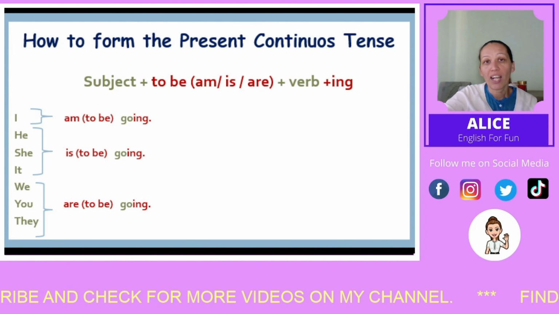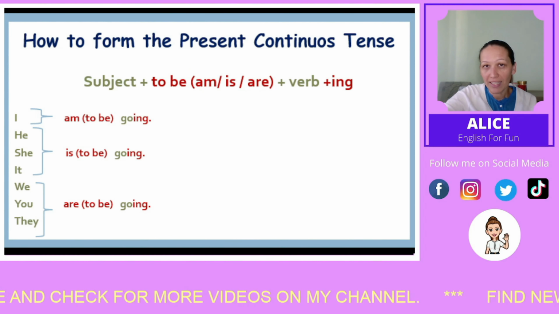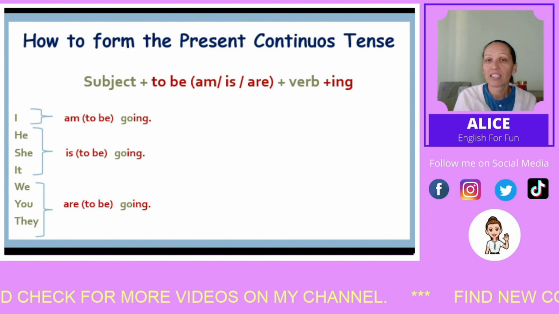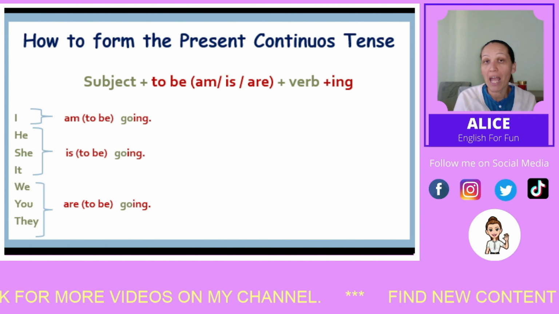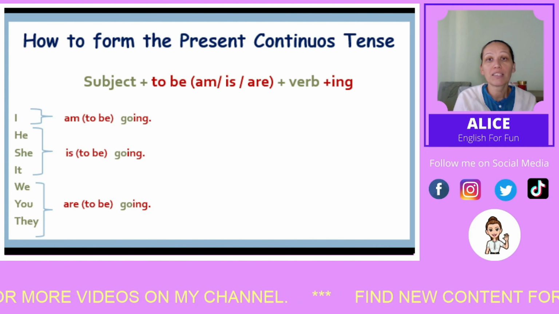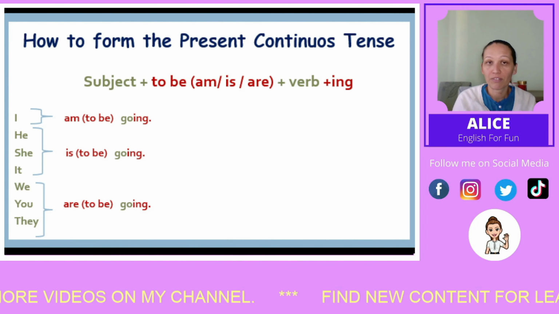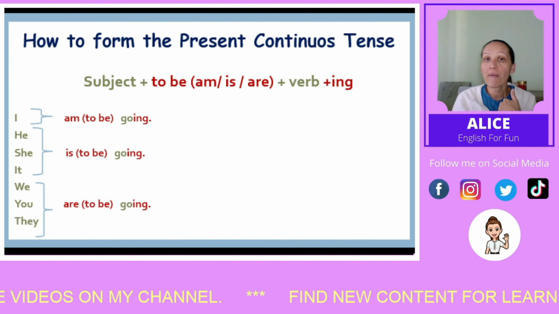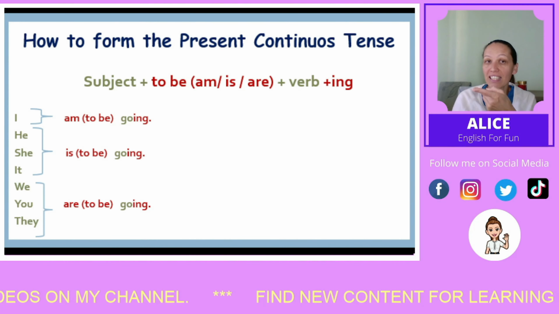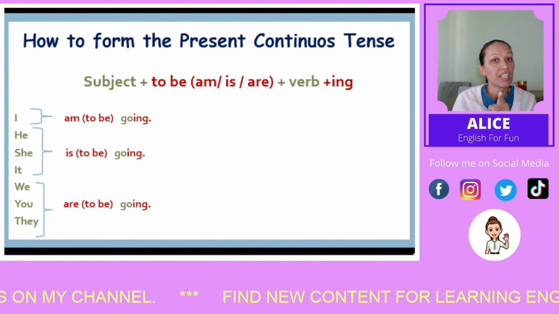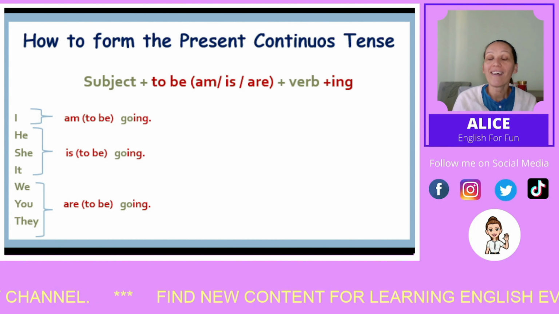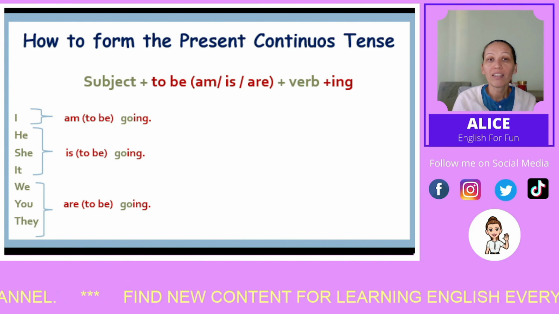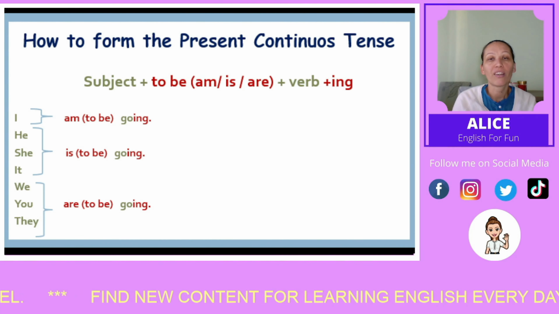Now let's have a look at how we can form the present continuous tense. To form the present continuous tense, we need present forms of the verb to be, which is am, is, or are, plus verb with ing ending. For example, I am going, he is going, she is going, it is going, we are going, you are going, and they are going.